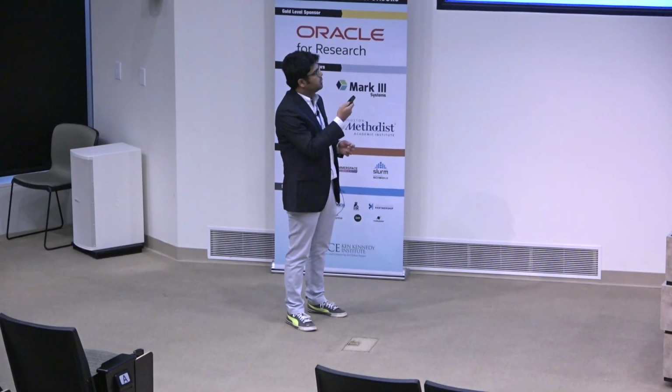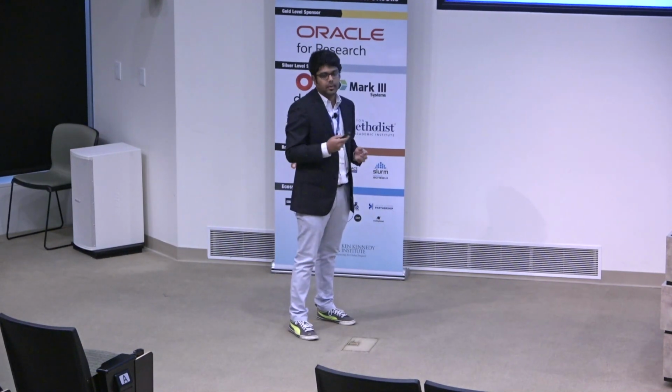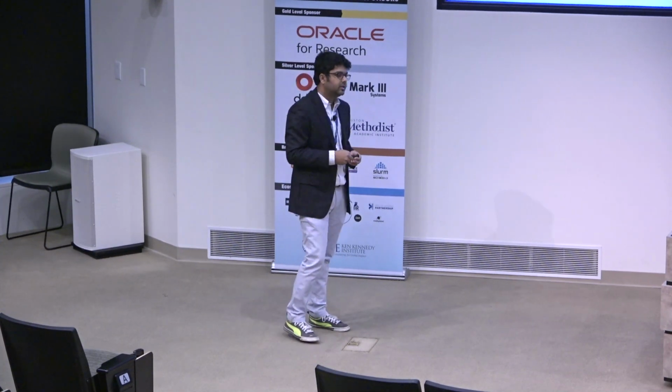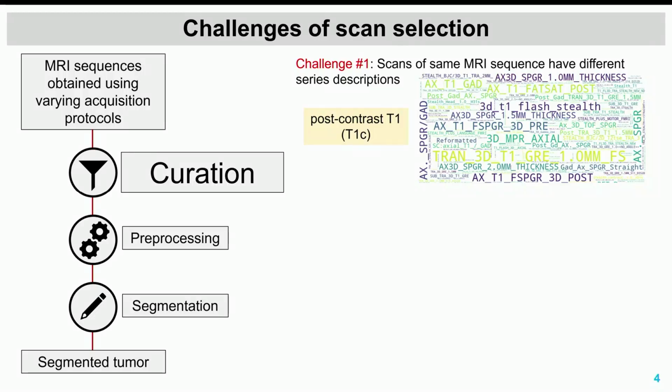For example, in the curation part, if I talk about MRI data, the scans of the same MRI sequence can have different series descriptions because they are acquired using different acquisition protocols or they come from different vendors. When I was looking at post-contrast T1 scans for my project, in the public data set I was looking at, these are all the different series descriptions that I came across. You can imagine that it is very difficult to manually select the T1 contrast scan from each session with these varying series descriptions, and also very difficult to come up with some kind of heuristic to do this automatically.